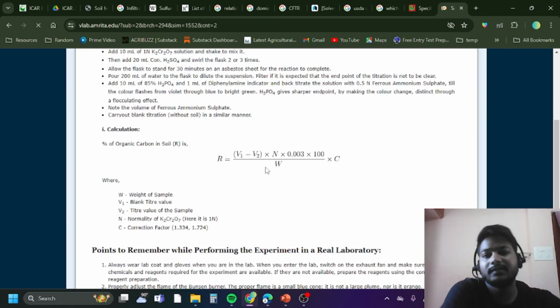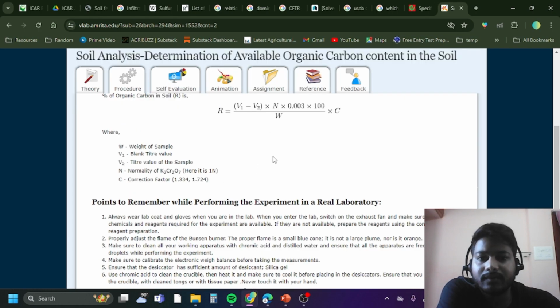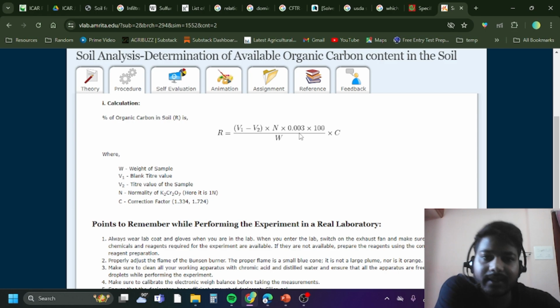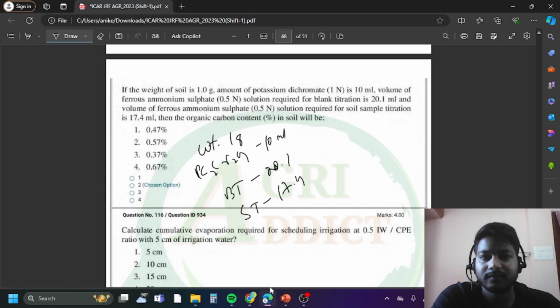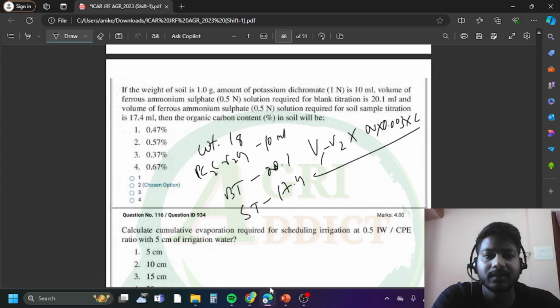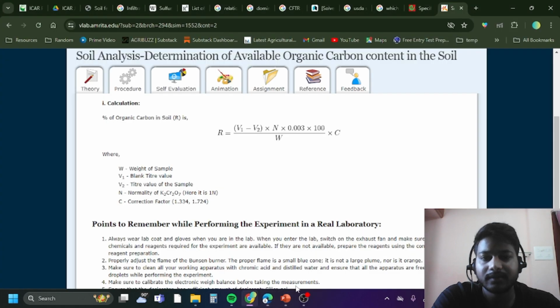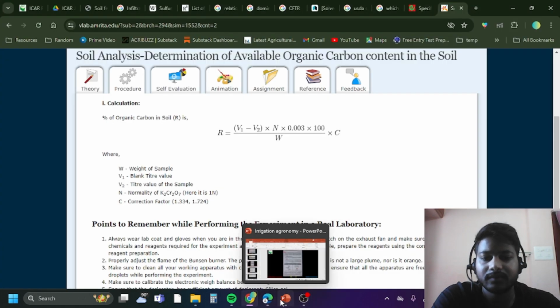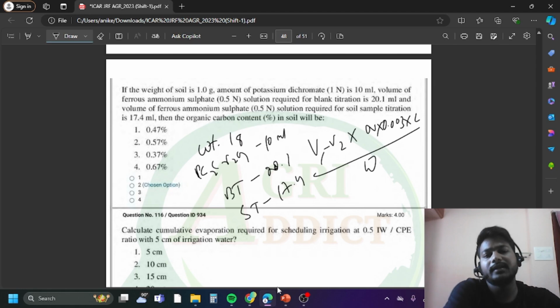You can see this is the formula: V1 minus V2 into the normality, that is 1 normal, into 0.003 into 100 divided by W, the weight of the sample, and into C, the correction factor, that is 1.724. So let's put the formula: V1 minus V2 into N into 0.003 into C divided by W, the weight of sample, that is 1 gram.